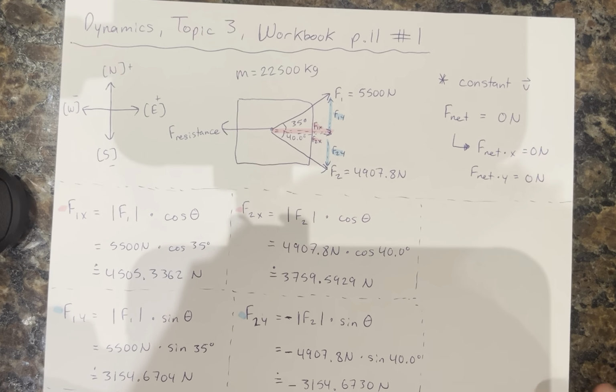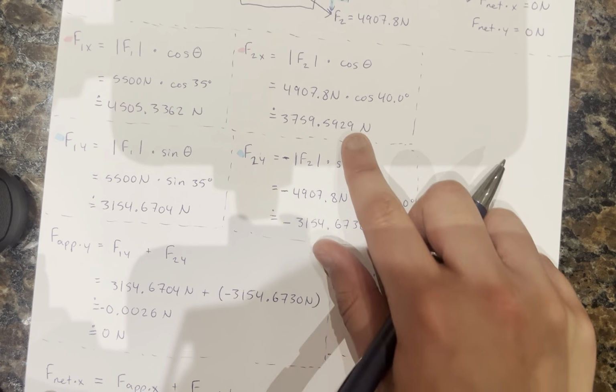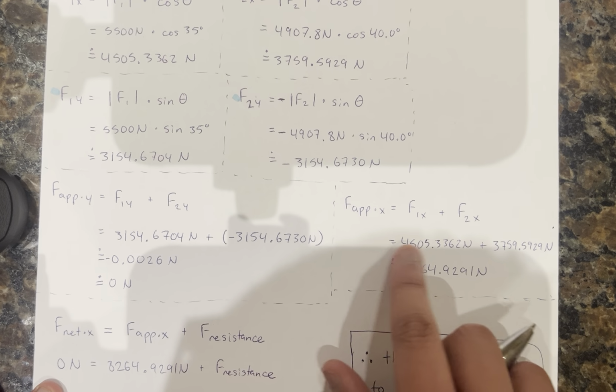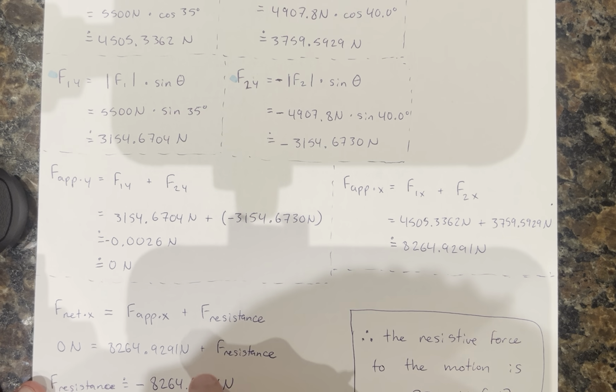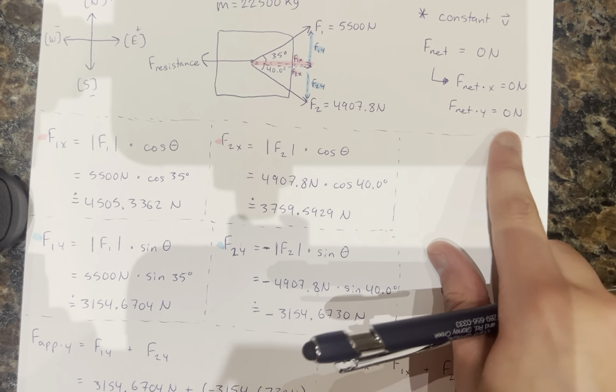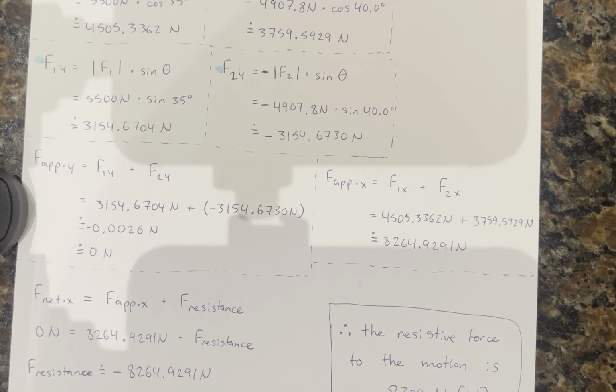And essentially what we did, we started by doing our givens. We found out the x and y components. We found out what the applied force in the x and y direction was. Then, knowing the applied force in the x direction and that F net x was 0, we used that to determine the F resistance force right here. And that's how you solve this question.